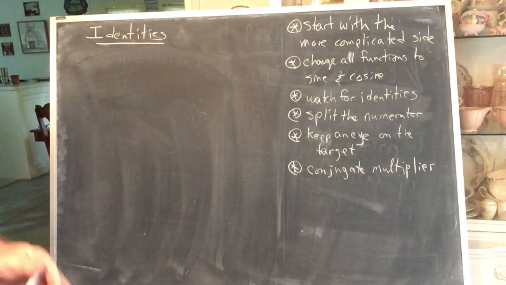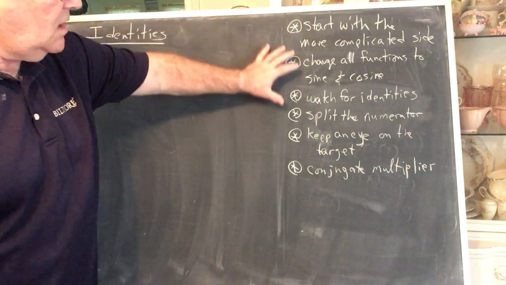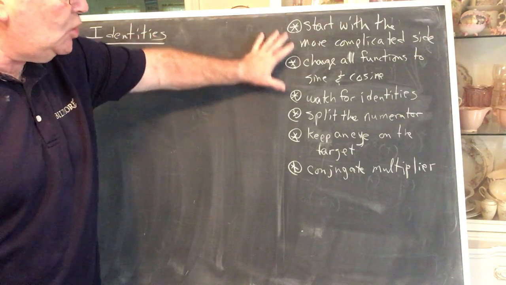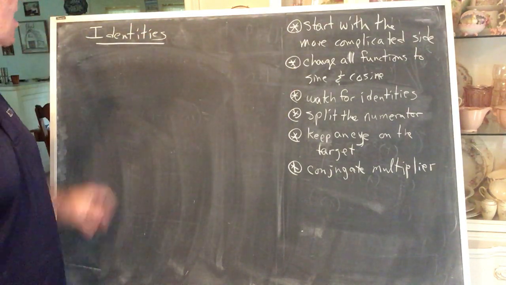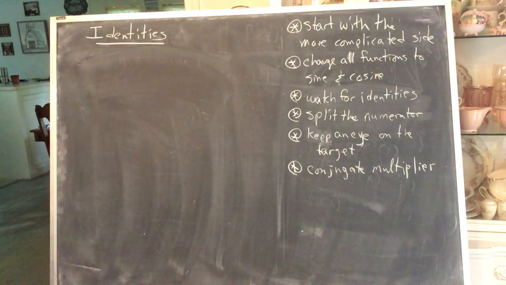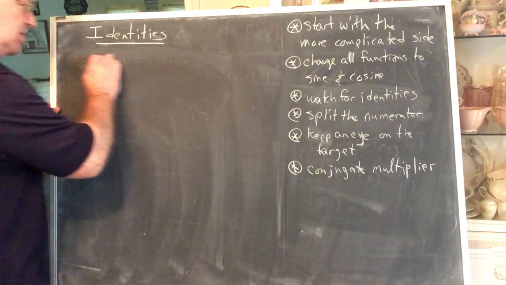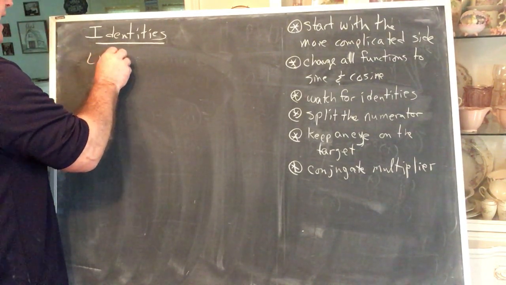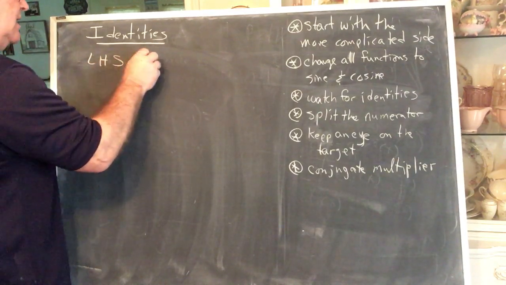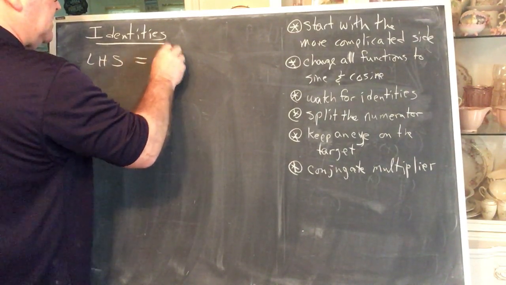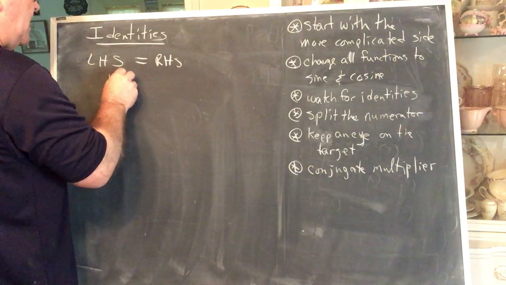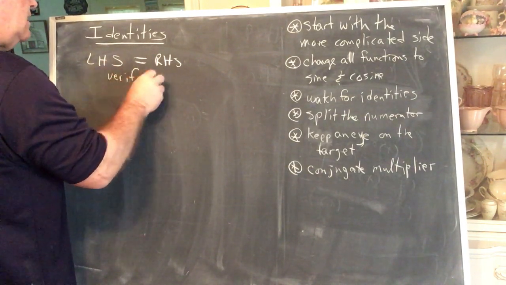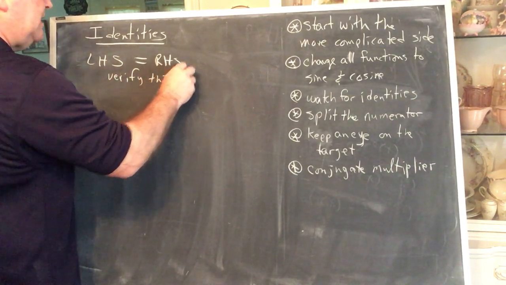Okay, our next piece is several of the techniques, several of the tools you have in your toolbox to accomplish this notion for an identity. Now, let's suppose, just generically, we have the left-hand side, I'm going to say LHS, equal to the right-hand side, and we're asked to verify this identity.